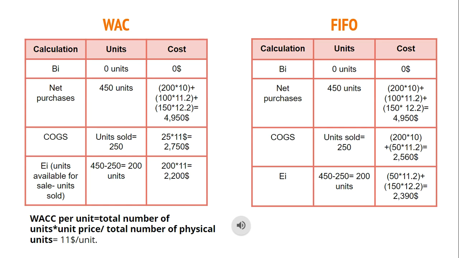And in this case, as the company sells 250 units and the first units registered in the company are the ones from January and March, we must take these units and multiply them by their value. And finally, the ending inventory is calculated by multiplying the number of units left from each month by their value.